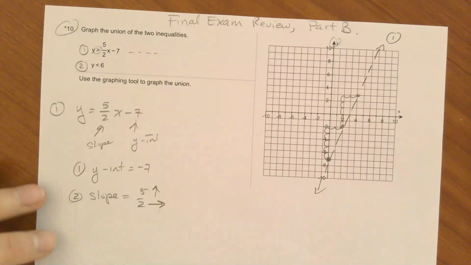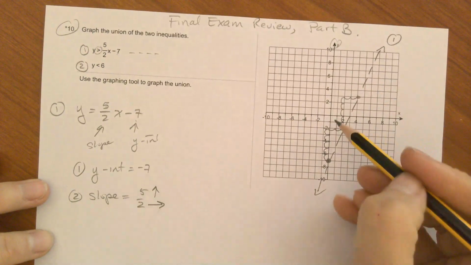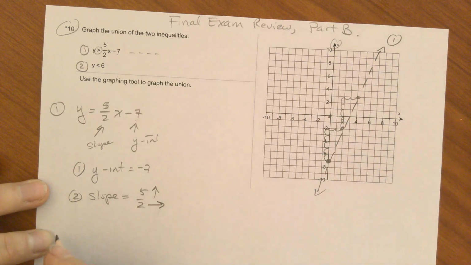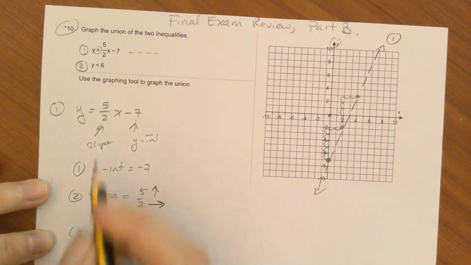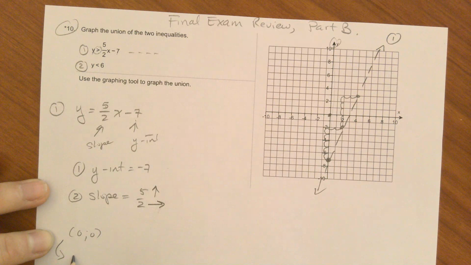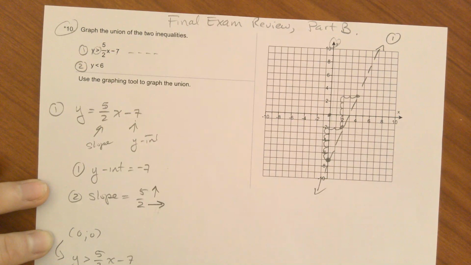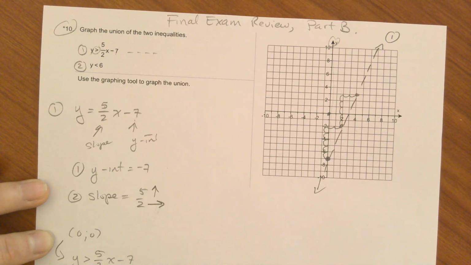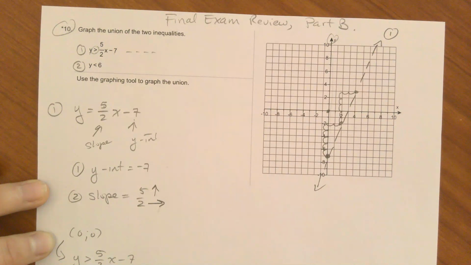Okay, so now I have to figure out what side to color it on. 0, 0 is not on the line, so I'll use the point 0, 0 and substitute it into our inequality. So put 0 in for the y, 0 in for the x. 5 times 0 is 0, so I'm just left with -7, and now I read it. 0 is bigger than -7.